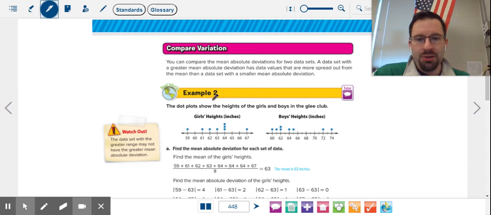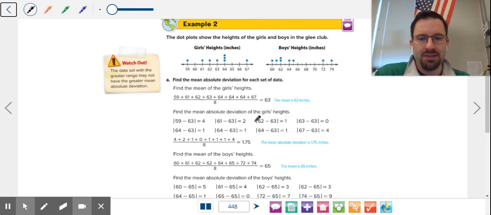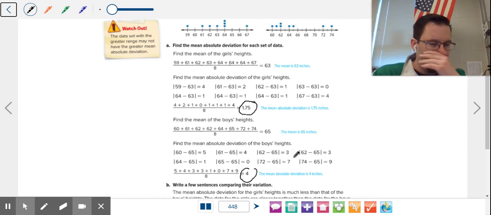Now, when you're looking at two different sets, find the MAD here of girls' heights and boys' heights. The MAD of girls' heights is 1.75, and then the MAD of the boys' heights, and this is all the work. It does take a little time to do these problems, which is why I'm not going to do them all in the video. We can see that girls are more consistent in their height than boys. Boys vary up to 4 inches on average, and girls only vary 1.75 inches on average.